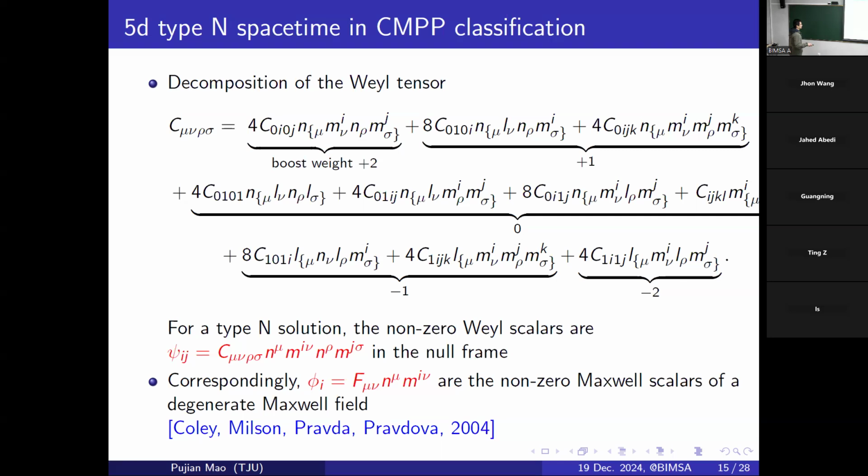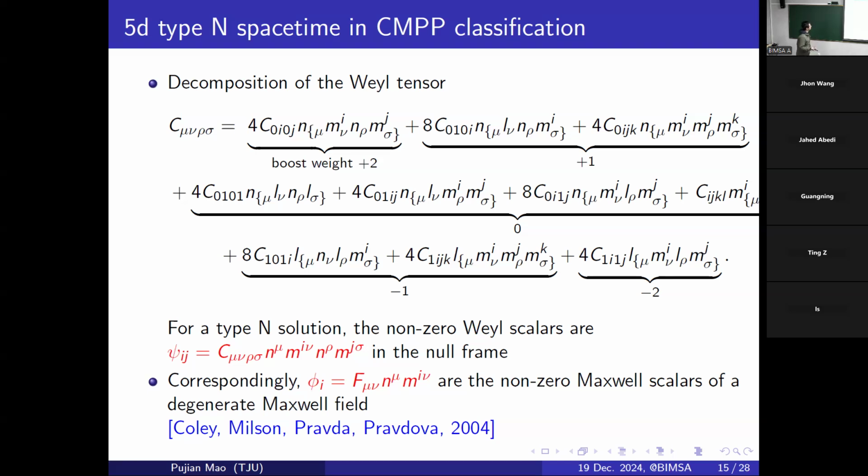the CMPP classification, basically based on the boost order of the basis vectors, either L or N. Suppose you associate a boost order -1 to L, +1 to N, and then 0 for all the M. Then you can define the boost weights for the decomposition of the Weyl tensor. For type N solutions, you only have either this piece or this piece. So this classification is only based on the boost weights. So that's our starting point.